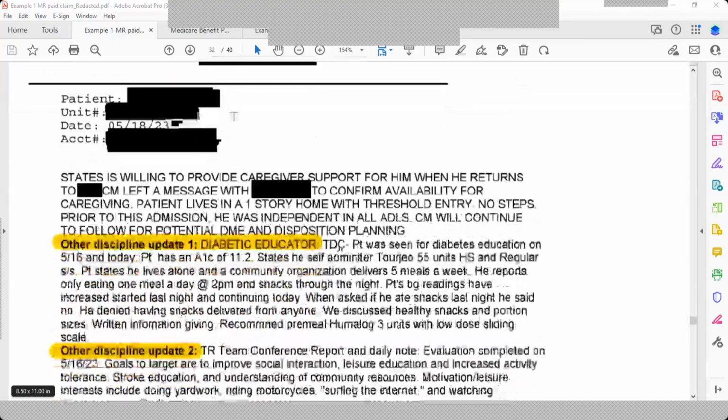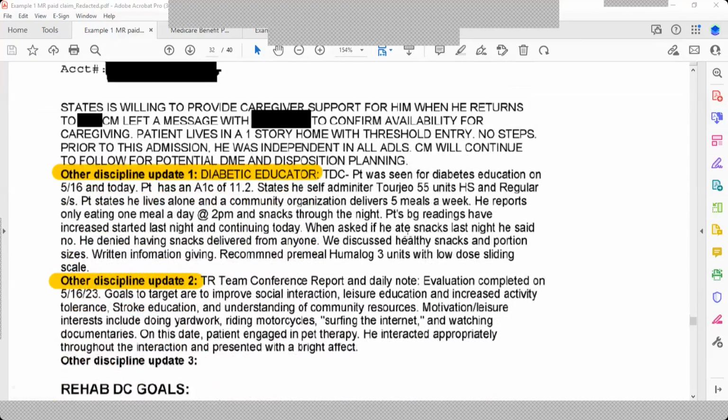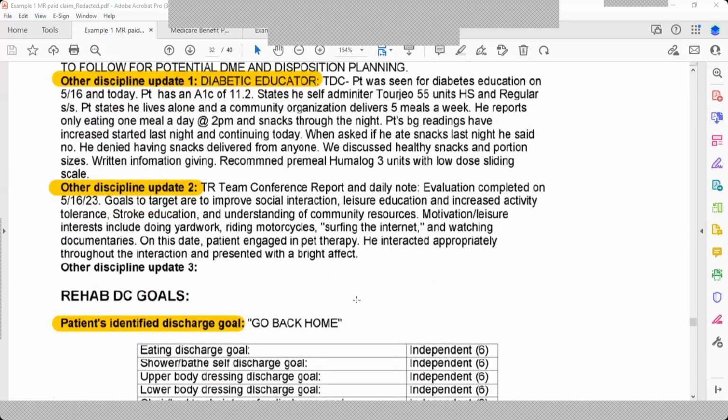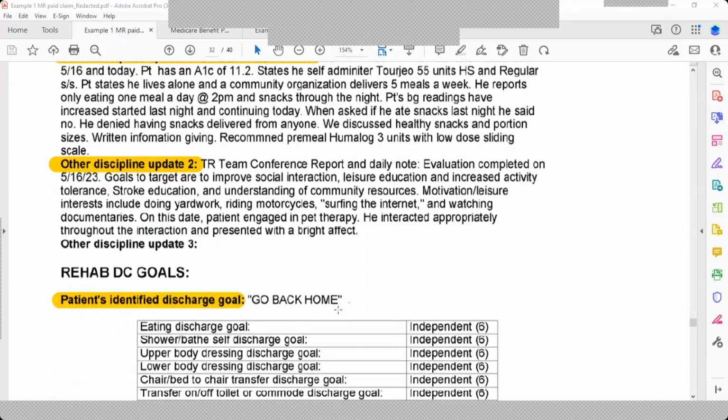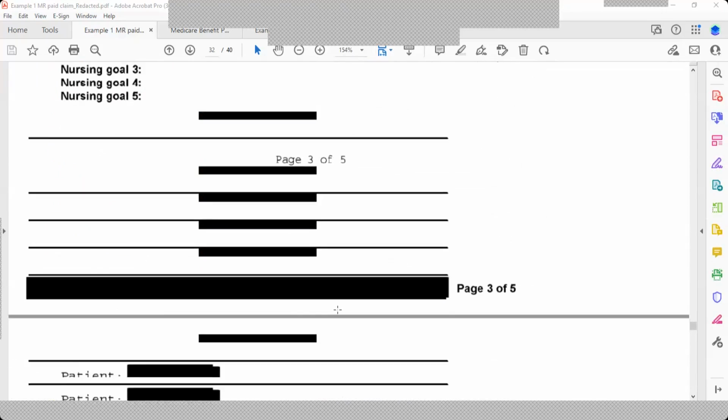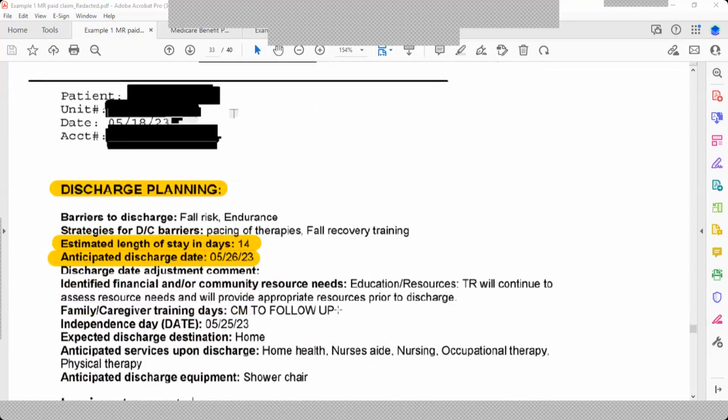And then we have some other disciplines. We have our diabetic educator, because he is diabetic. And then the therapeutic recreation report is right here. The patient's discharge goal was documented that the patient wants to go home. And then discharge planning is found on the next page. So the estimated length of stay is 14 days. The anticipated discharge date is listed as May 26, 2023.